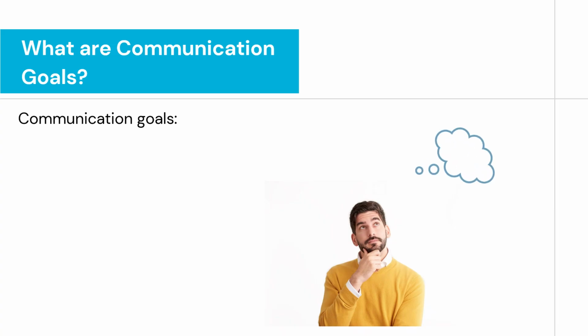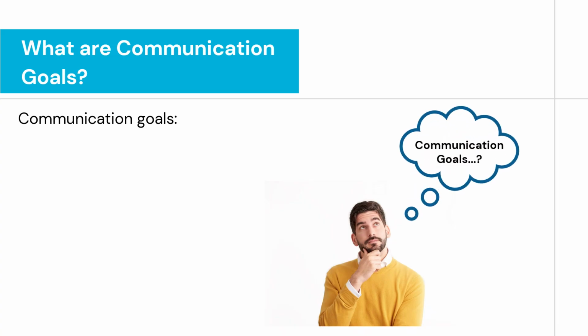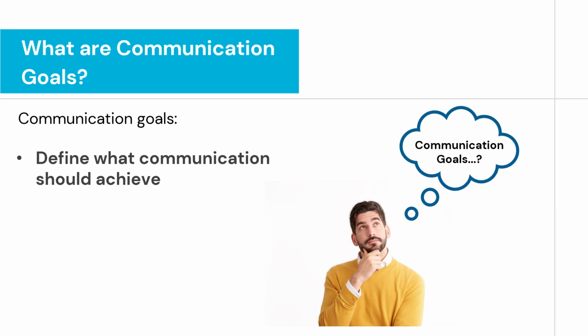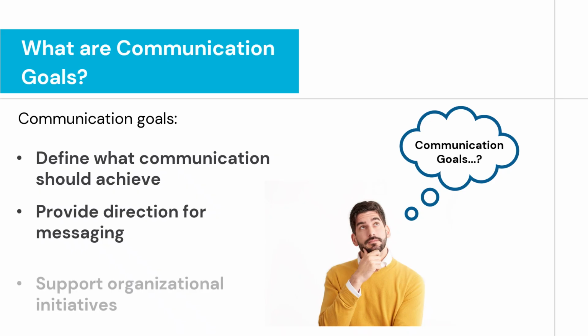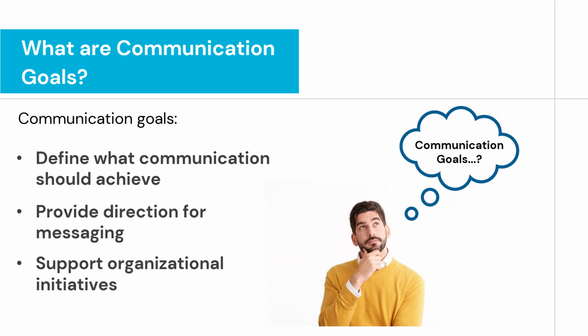So what are communication goals? Communication goals define what an organization wants to achieve through its communication efforts. They clarify the purpose behind sharing information and help ensure that communication is intentional rather than reactive. For example, communication may aim to inform, guide action, or support a specific initiative. Establishing clear goals helps ensure that every communication effort has a defined outcome.